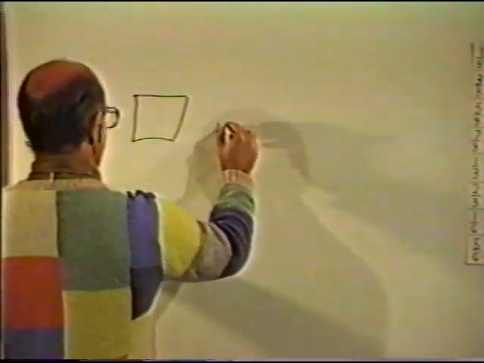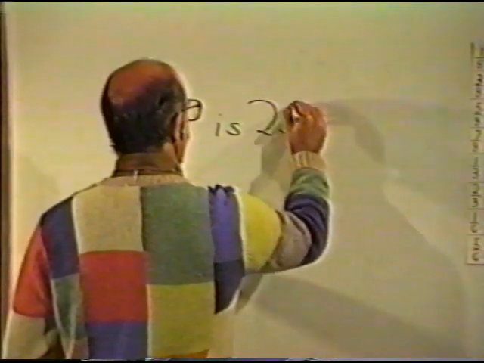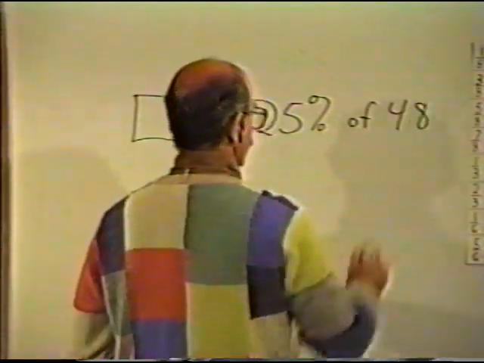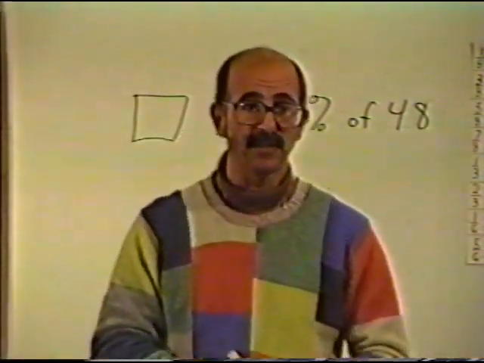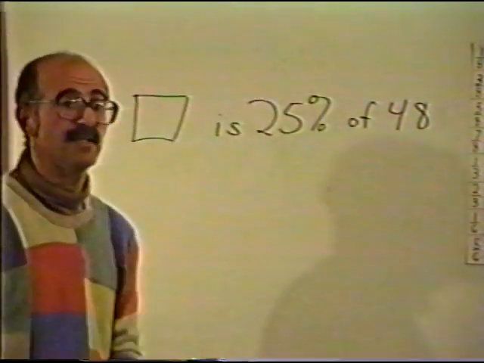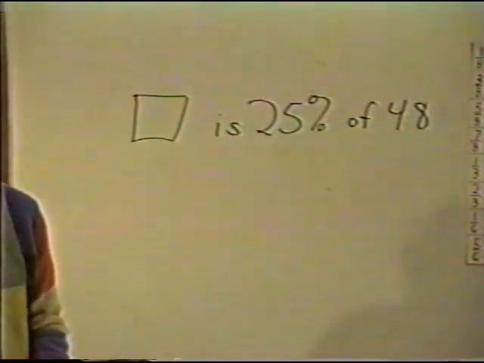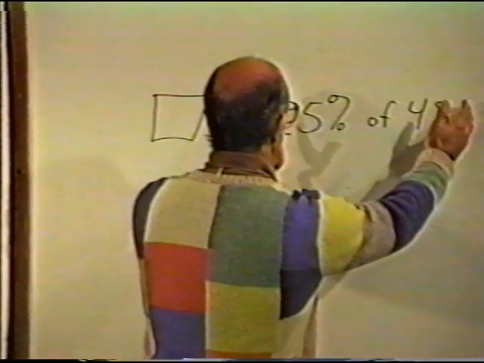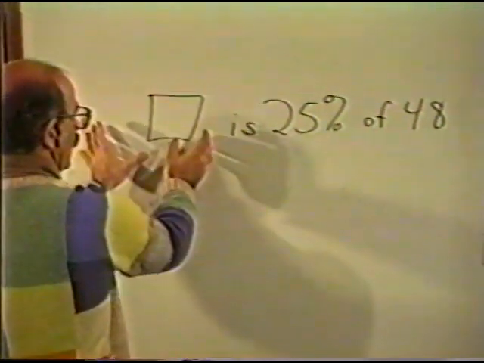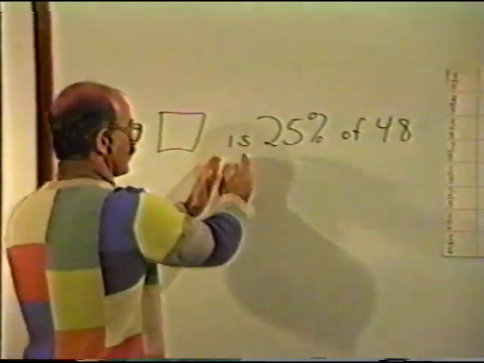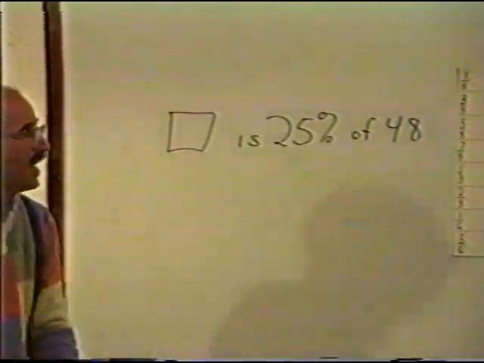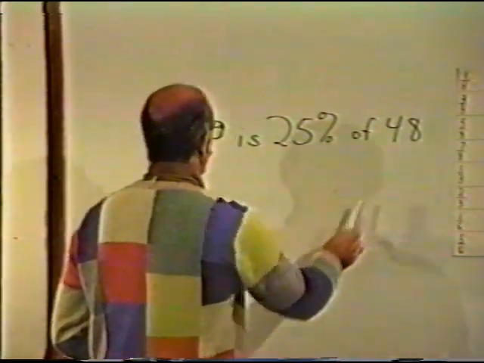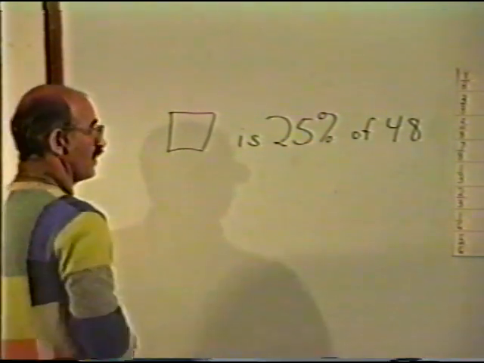What is 25% of 48? Now this one might look a little bit different than the other ones, but it is the same kind of problem. I've just written it backwards. In the other one, the box was over here and this part was over there, each on a different side of the word is. But it's still the same type of problem because we know the percent, we know the whole thing, and we're looking for a part of the whole.